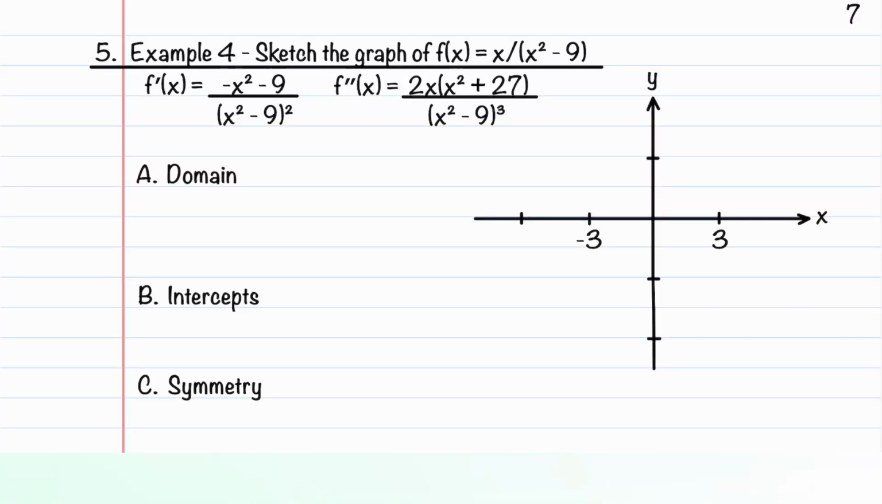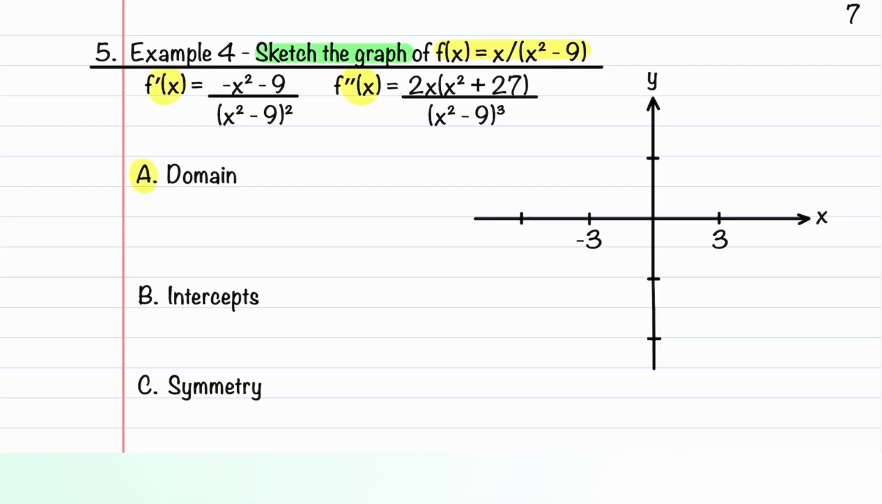We are going to sketch the graph of our function f of x is equal to x divided by x squared minus 9. This is a classic function to graph. It is a rational function, and we are going to have both horizontal and vertical asymptotes. Just to make things easier, I have written down our first derivative and our second derivative, so we can just focus on graphing and not have to worry about those calculations.